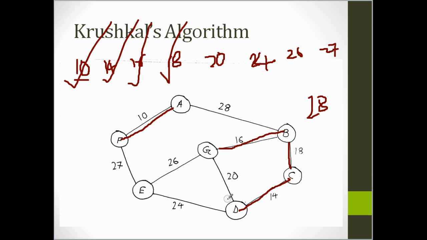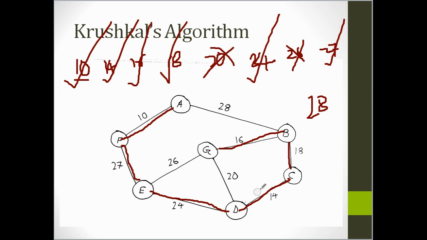20, uh-oh. If I take this, then this will become a cycle, and I cannot take this, so this one's a no. 24, yeah, sure. 26, oh no, if I do that, it will become a cycle again, so no. 27, sure. Now the algorithm stops because we have visited 7 edges and it's done.